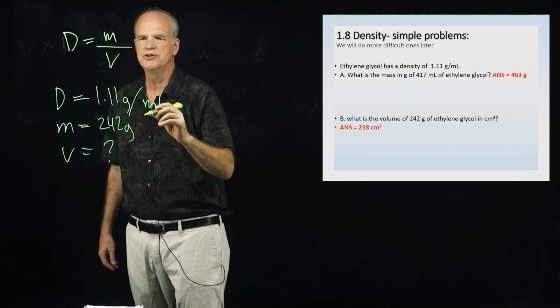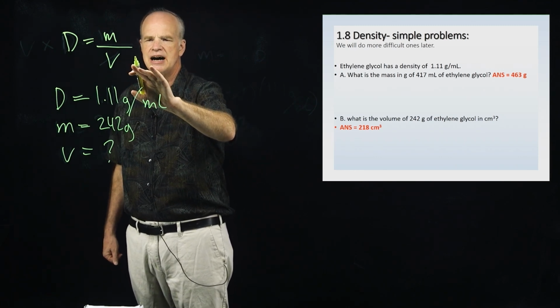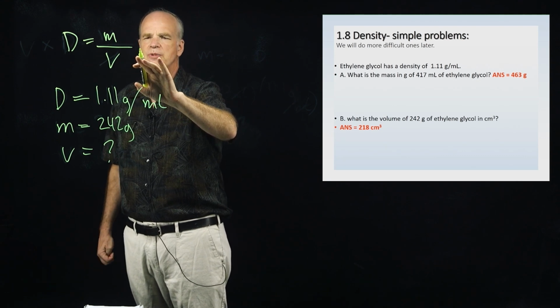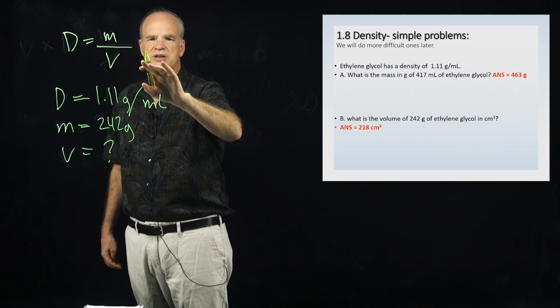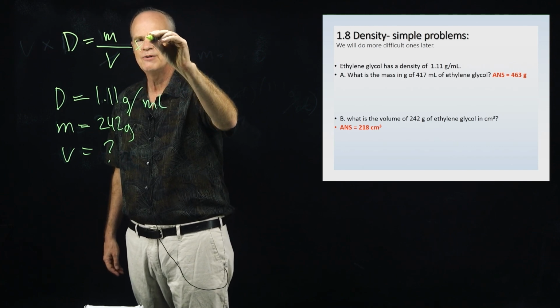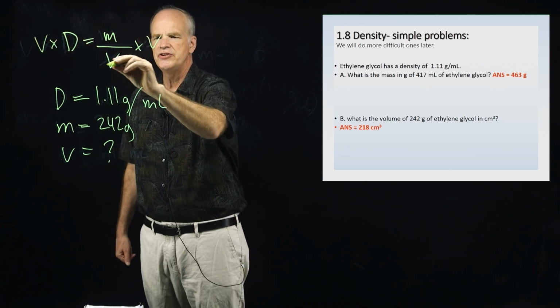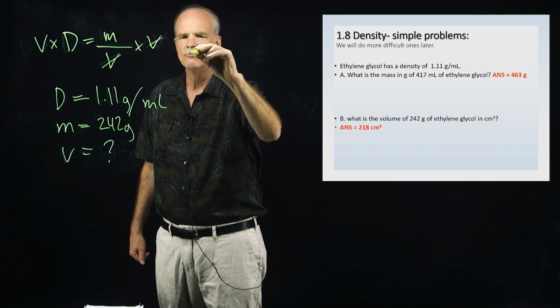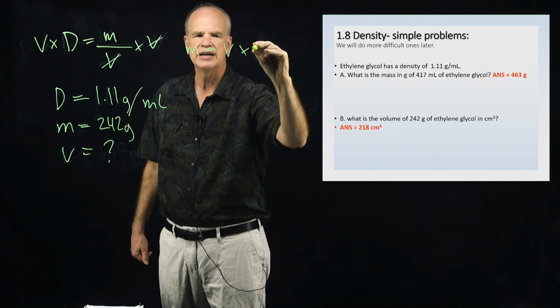The first thing I'm going to do is, you can see I have V here on the right side of the equation in the denominator. So I want to multiply both sides by V, and that way V will go to the left side of the equation, in the numerator. So I'm going to multiply by V here. And then you can see here V cancels out. And so we're at where we were before, where we have M is equal to V times D.